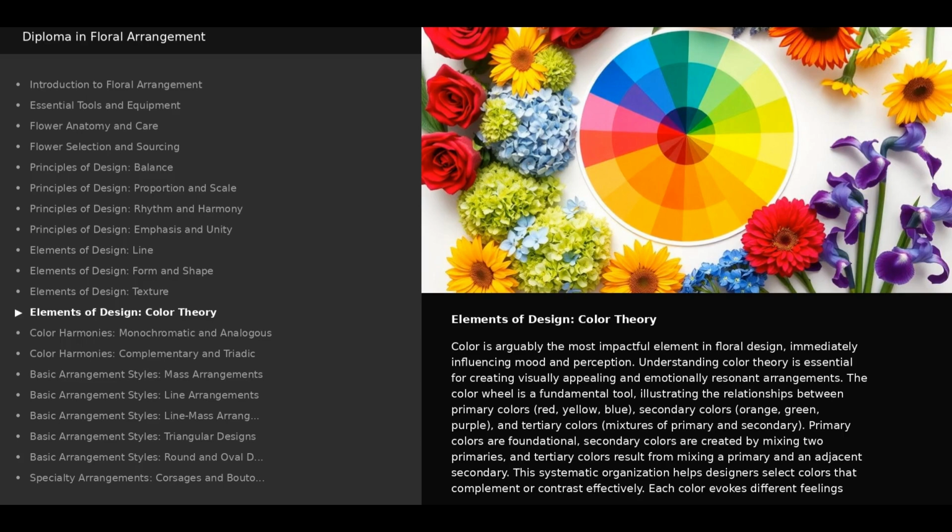The color wheel is a fundamental tool, illustrating the relationships between primary colors, red, yellow, blue, secondary colors, orange, green, purple, and tertiary colors, mixtures of primary and secondary. Primary colors are foundational, secondary colors are created by mixing two primaries, and tertiary colors result from mixing a primary and an adjacent secondary. This systematic organization helps designers select colors that complement or contrast effectively.